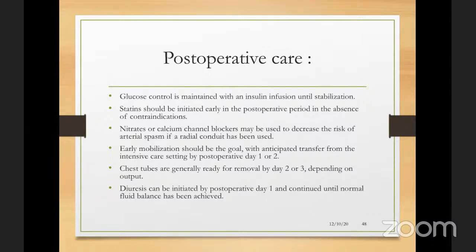Chest tube is generally ready to be removed by the second or third post-operative day, depending on the output. And diuresis can be initiated by post-operative day 1 and continued until normal fluid balance is achieved.